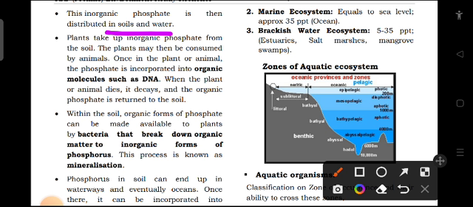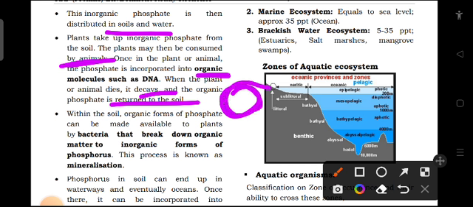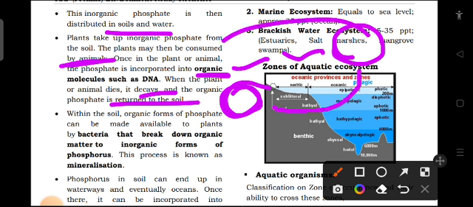The plant may then be consumed by animals. Once in the plants or animals, the phosphate is incorporated into organic molecules such as DNA. When the plant or animal dies, it decays and the organic phosphate is returned to the soil. So in the soil, it is in the form of inorganic phosphate. This is consumed by plants, and plants are further consumed by animals. Now they are converted into organic form. Once they die, they will again decay and return to the soil. So the cycle continues this way.